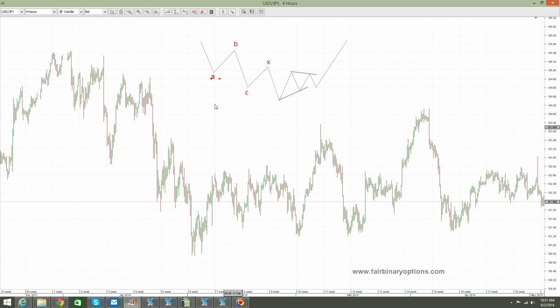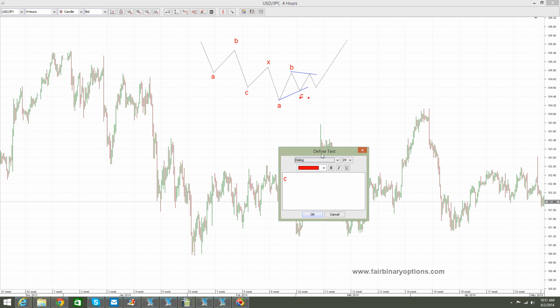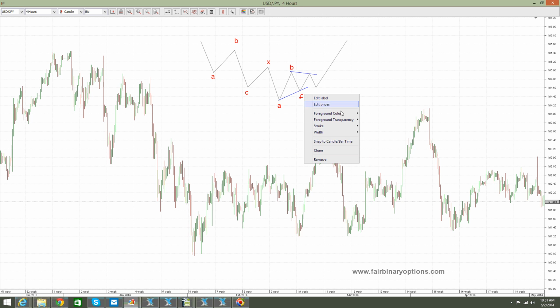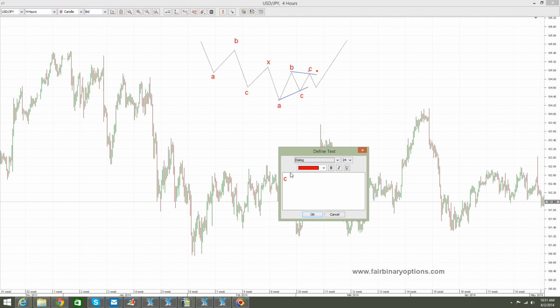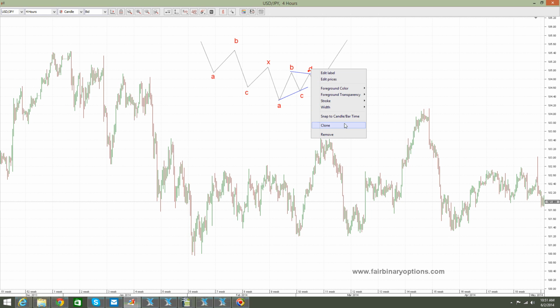The corrective waves can only be triangles, flats or zigzags, and that's it. Most of the time it is a contracting triangle for the second correction, and this is why we are labeling it as a triangle, A, B, C, D, and then of course the E wave to the downside.